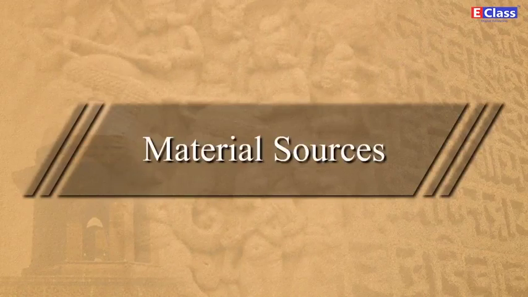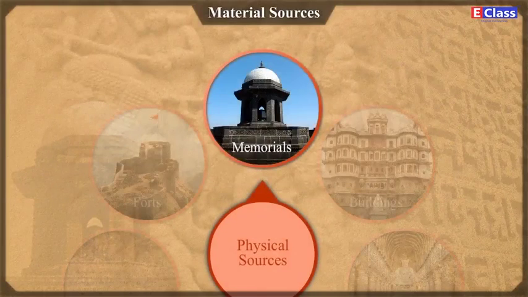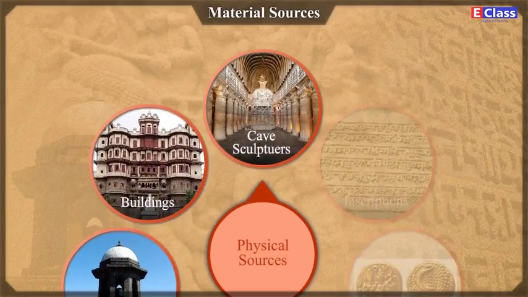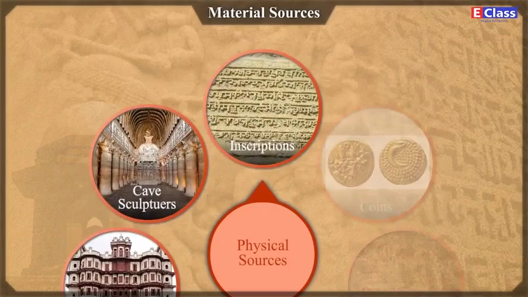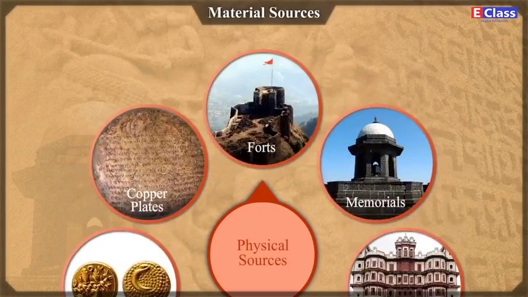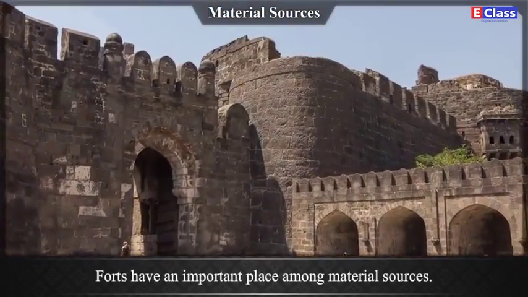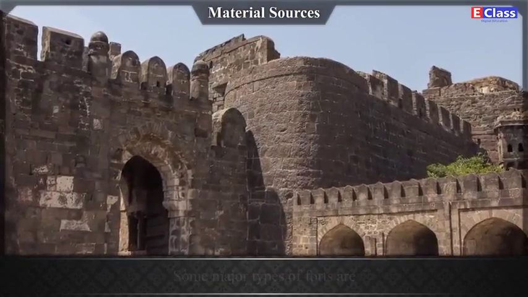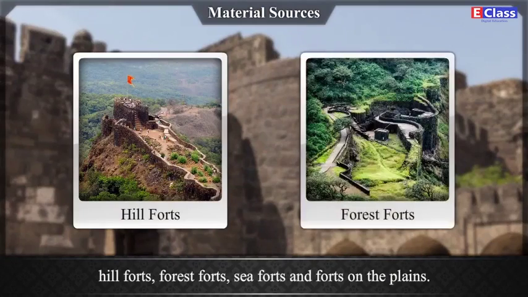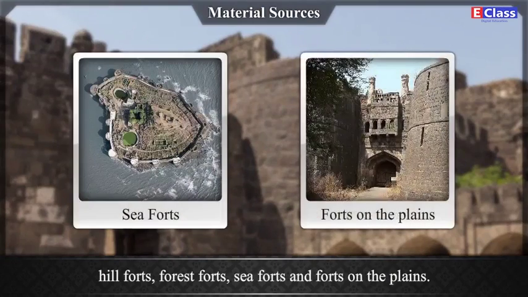Material sources. Physical sources, memorials, buildings, cave sculptures, inscriptions, coins, copper plates, forts. Forts have an important place among material sources. Some major types of forts are hill forts, forest forts, sea forts, and forts on the plains.